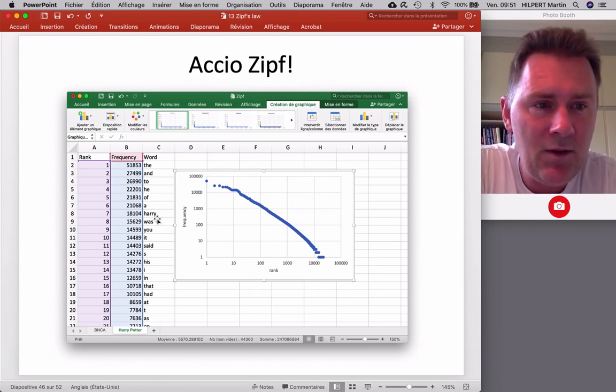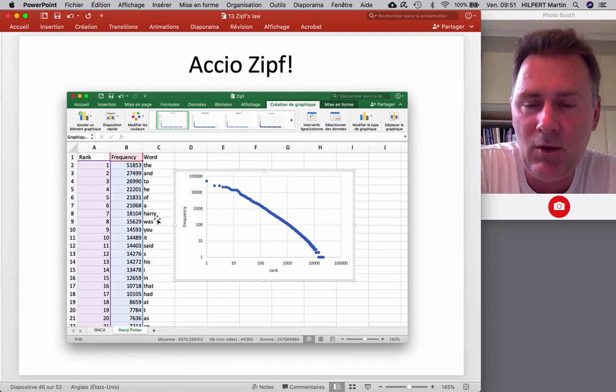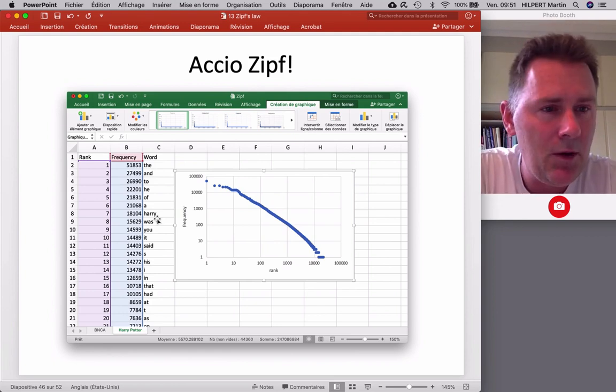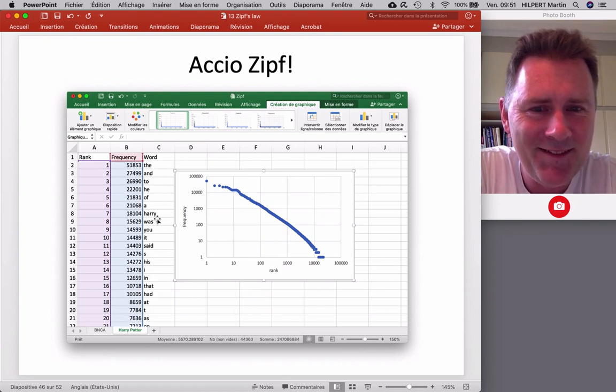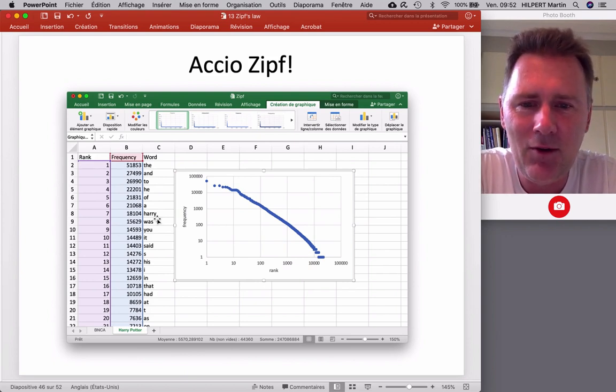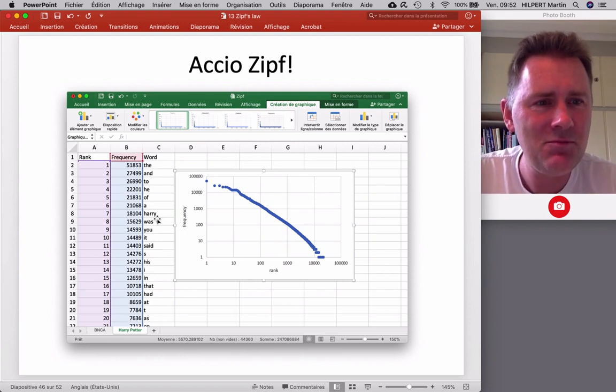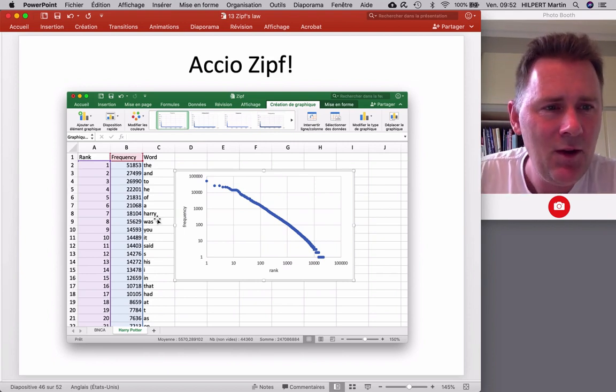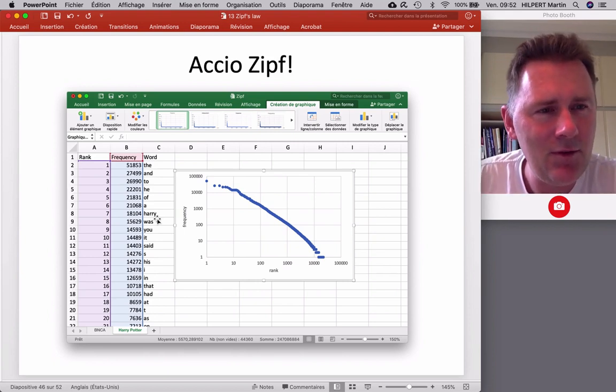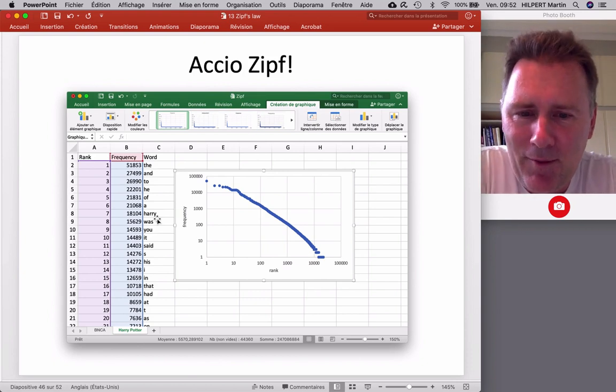I've tried that a couple of times. It works every time. It's magical. But more importantly, it's a straight line. So we got a Zipfian distribution on the basis of a corpus that is not just a general big corpus, but something more specialized. So this tells us something.